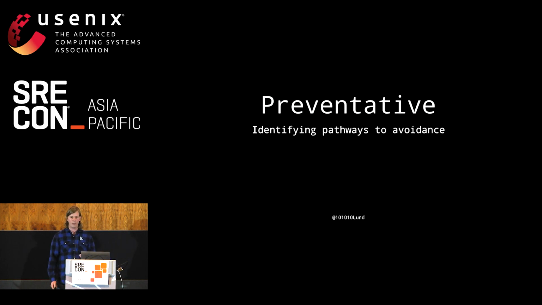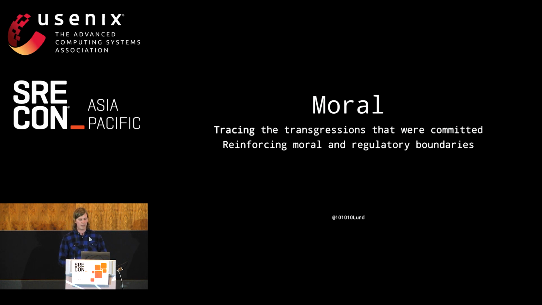Secondly is preventative, which is kind of how we tend to pitch it, is to find ways to prevent the thing from happening. Then there's these other two, which we don't talk about a lot, but is moral, tracing the transgressions that were committed, perceived or real, and reinforcing moral and regulatory boundaries, right? Sometimes it's a desire to respect or enforce the power structures that exist.